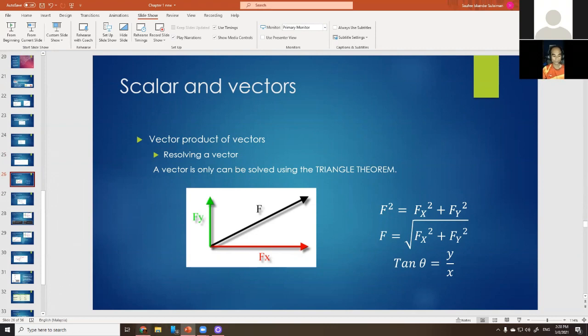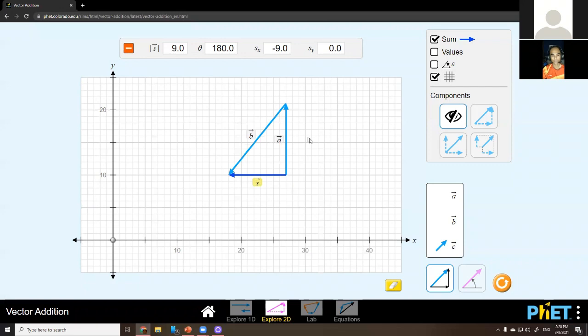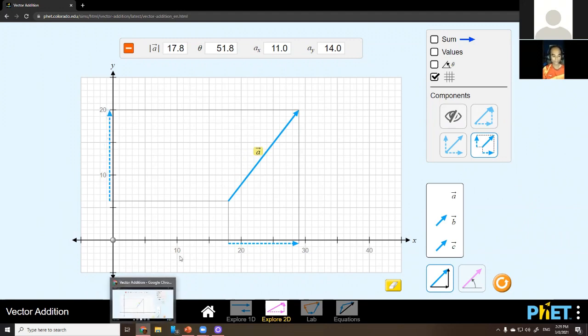So let's go back to the simulation. Clear this one. I put A over here, and we want to find out the x horizontal component, how much the length is over here, and how much the length is over here. So this is called resolving the vector.